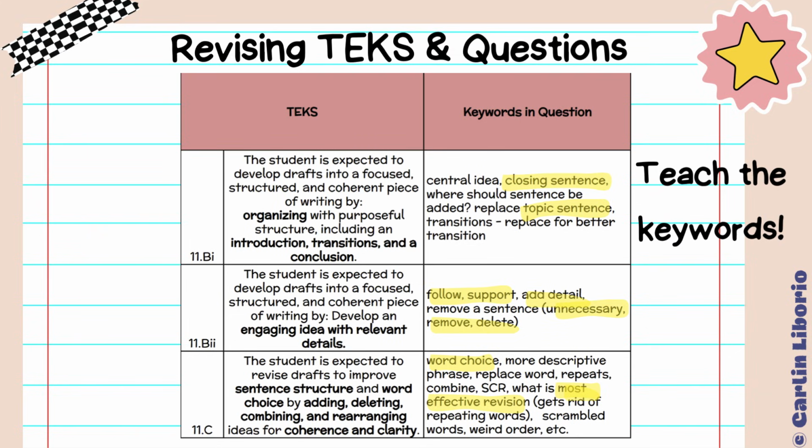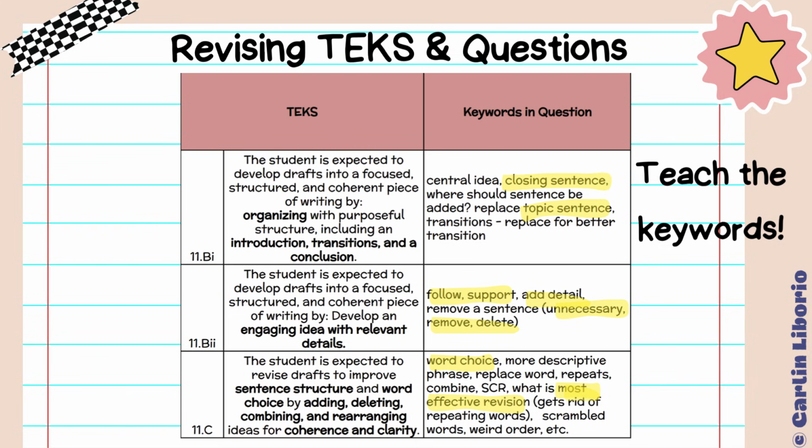And then 11C is the one where most of those revising questions are going to fall. And this is going to be about word choice, changing a word to a better, more precise word. It's going to be about more descriptive phrases, replacing a word that repeats. This is where you're going to see that SCR question for revising, where they have to combine 2 sentences into one or get rid of repetition. And in high school, they use the word redundancy.